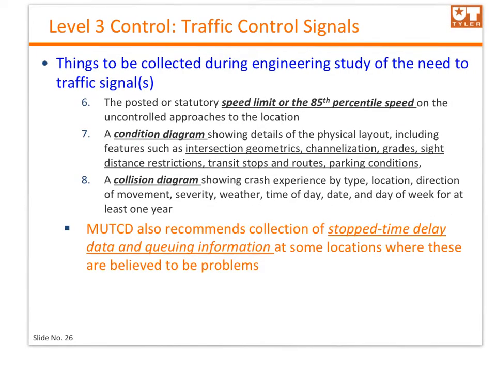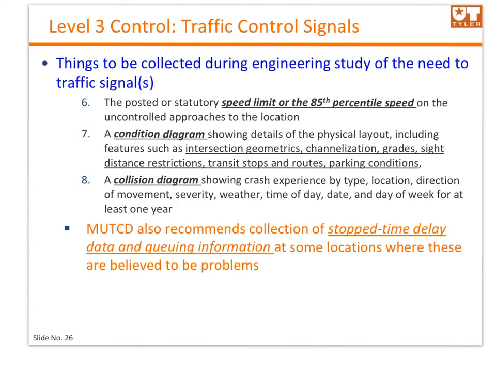There are 3 more things that we need to collect in any engineering study before we place a traffic signal. Number 6 is we need to know the posted speed limit or the 85th percentile speed on the uncontrolled approaches of the location. Besides this, we need to collect also the condition diagram as well as the collision diagram.